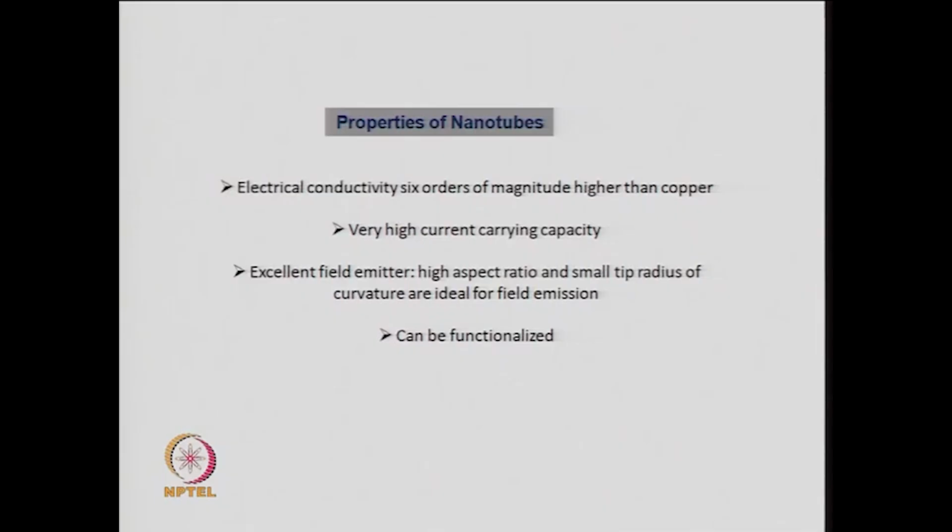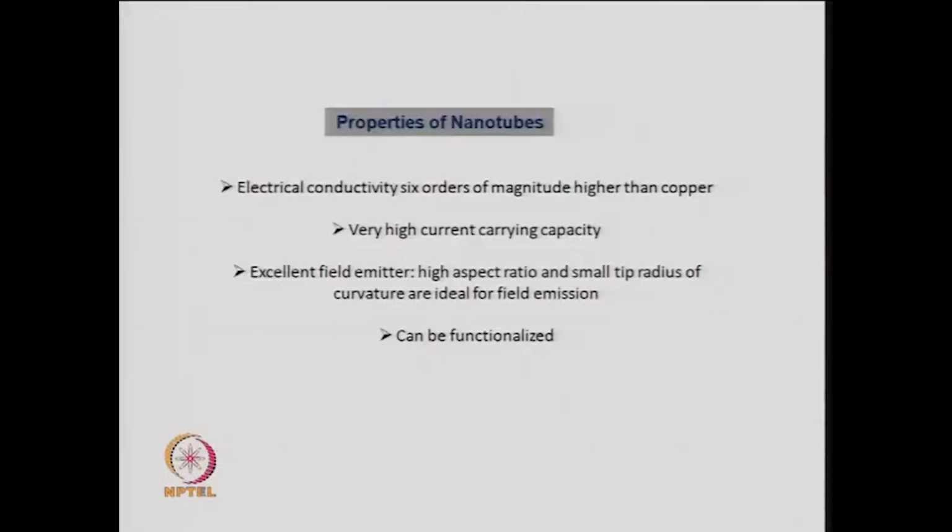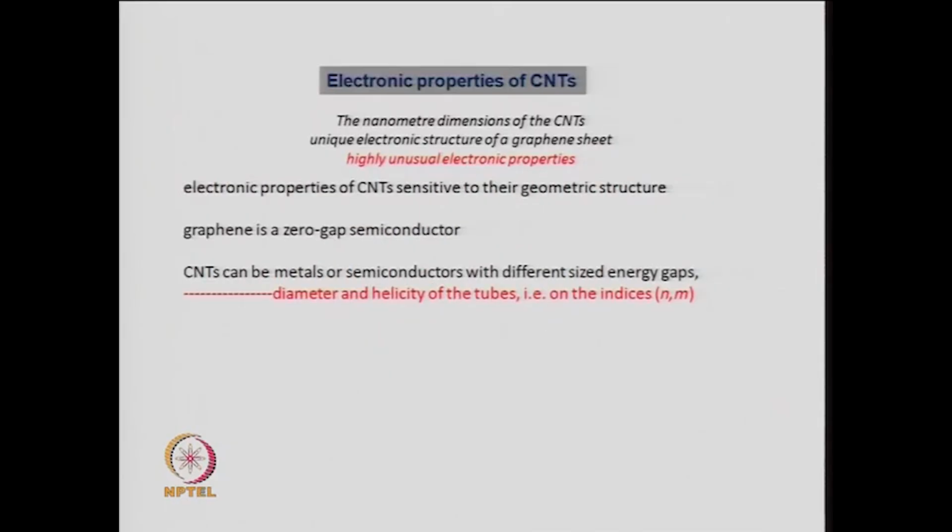Now, there is another property of carbon nanotubes, that you can functionalize them. That means, you can do some chemical reactions on the surface of these nanotubes, like you can put carboxylic groups or many of the groups that you study, amino groups, etcetera, on top of the carbon nanotubes. Once you functionalize them, you can do several other types of chemical reactions with carbon nanotubes. So, these are some of the very important or key properties of carbon nanotubes.